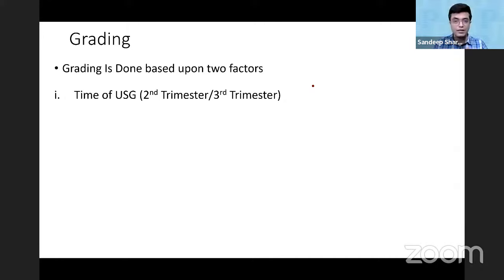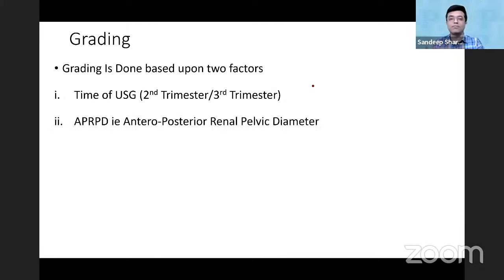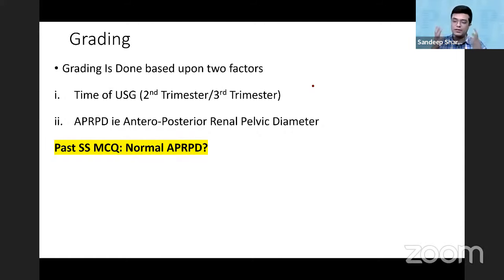And what are the values that we consider? It is the APRPD. AP stands for anterior-posterior renal pelvic diameter. So we always calculate the renal pelvic diameter. Before we go to the abnormal, we should know the normal. There is a past super speciality MCQ on the normal APRPD, right? They had obviously mentioned different criteria. So the exact question is not there in the public domain. It is a part of my old collection, which I had taken from some of my juniors. There was one question in, I think, 2019 or 2020, on APRPD.